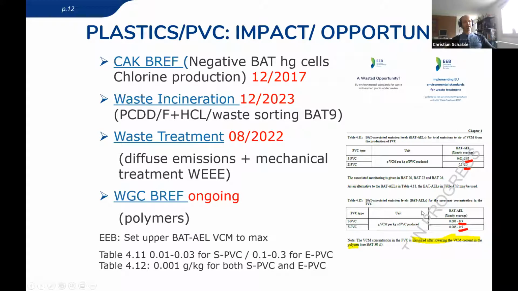Waste treatment is quite relevant, I think, also for the plastics, because there's a waste treatment BREF, on how you treat waste, and it's very relevant to waste electronics. So what you should do, how to treat it properly.